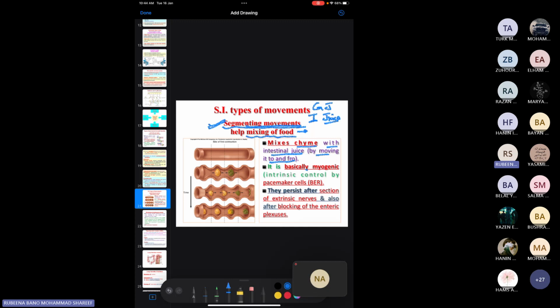It is basically myogenic, meaning it is controlled by the myenteric plexus, and it originates from the pacemaker cells, that is, the interstitial cells of Kajal. This movement persists even after section of extrinsic nerves, meaning parasympathetic and sympathetic, and also after blocking of the enteric plexus, because it is under control of BER.